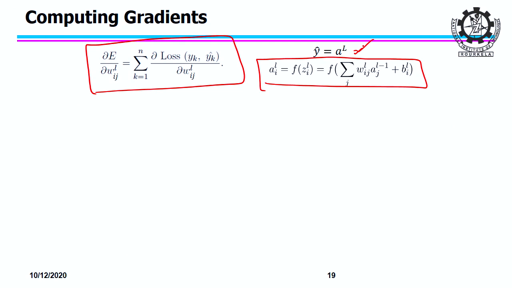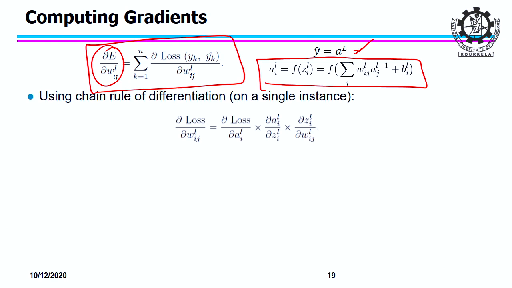Now, what do we have to do? We have to compute this value. To compute this value, we will use the chain rule. So, here we go, chain rule. The chain rule says that if you want to compute this value, henceforth we will leave it and only write the loss. So, we want to compute del loss by del W_ij.